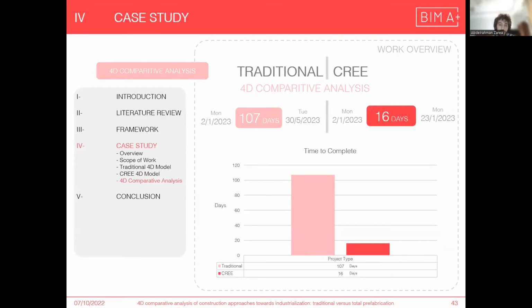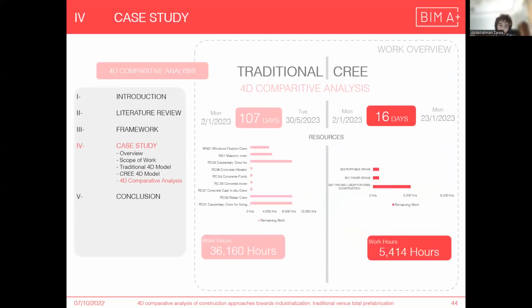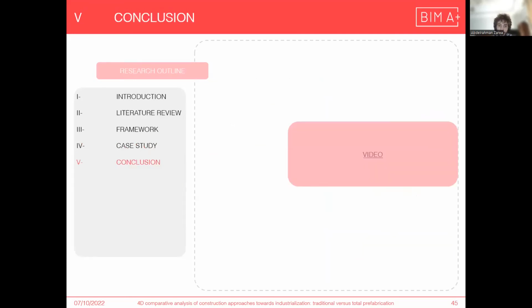As a result, for the selected scope of the work, if the building is going to be constructed the traditional way, it needs 107 days. On the other hand, using the prefabricated system it needs 16 days. And for the work hours needed by using the resources, the traditional case needs 36,160 work hours, and the prefabricated one needs 5,414.